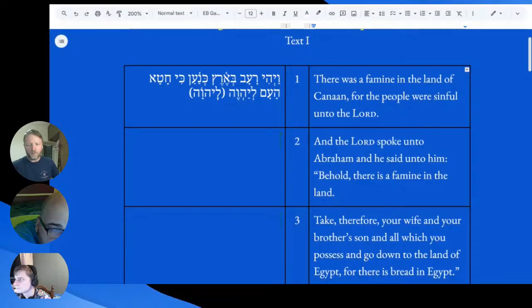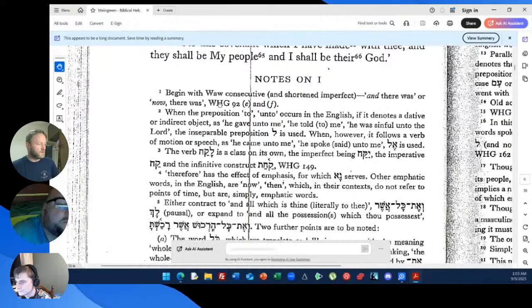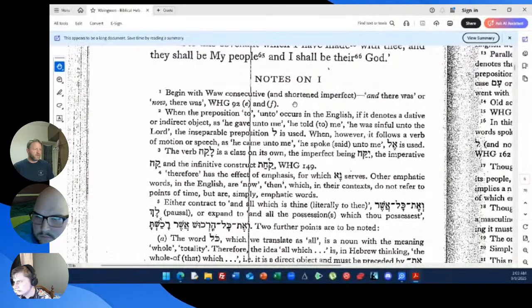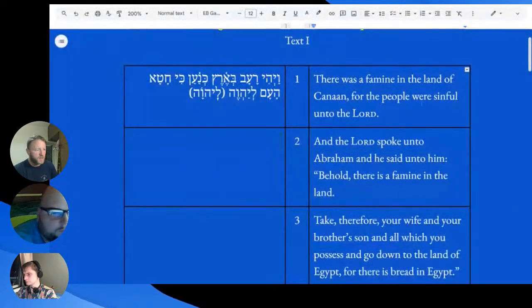You guys want to know what the notes say, or you've seen it? I have read them. The notes say begin with verb consecutive and shortened imperfect. So and there was, or now there was. Okay, so we're going to begin with verb consecutive, which is it was, vayehi.